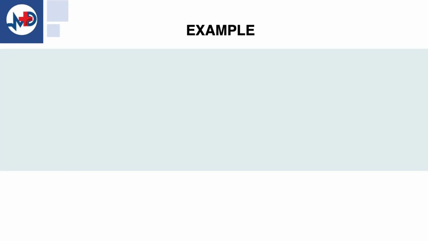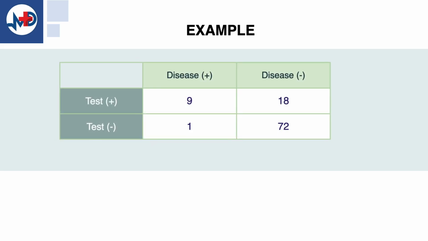Let's go over an example. As you can see here, the test has 90% sensitivity. This means if you have killer sneezes, there's a 90% chance that the test will come back positive. You can think of sensitivity as how sensitive the test is at picking up the disease.